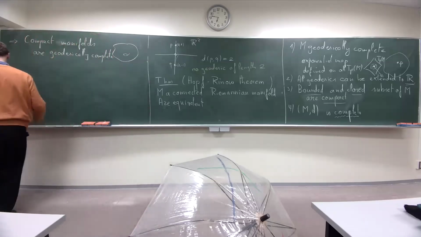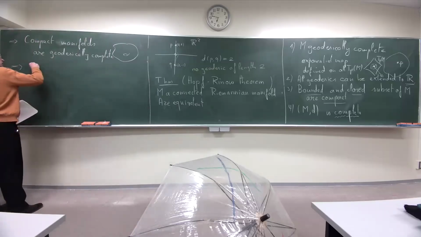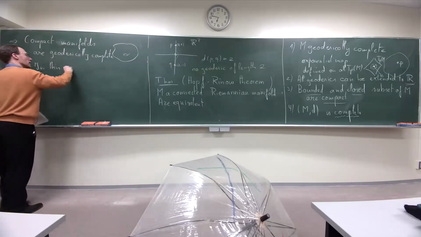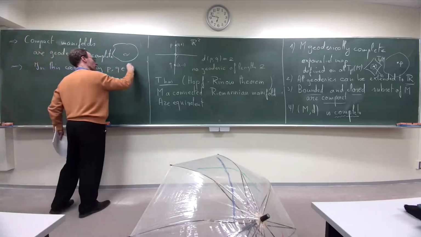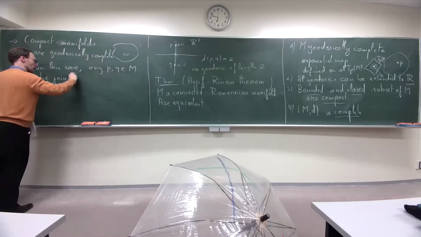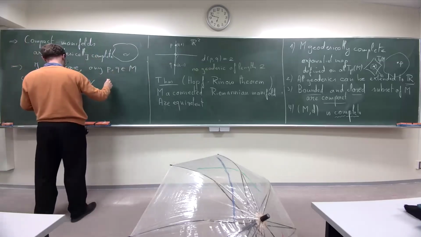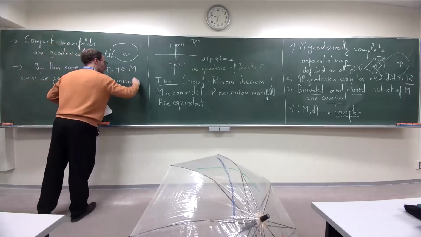And the second consequence is that in this case, so if we are in this setting, any P, Q belonging to M can be joined by a minimal geodesic.